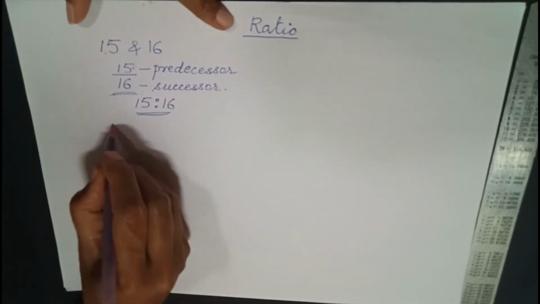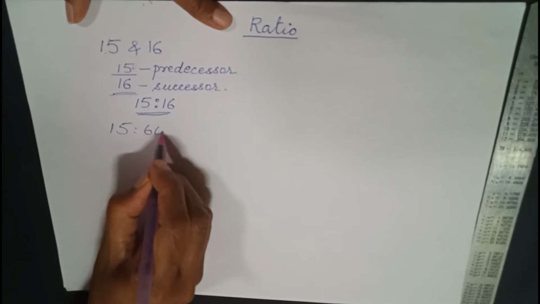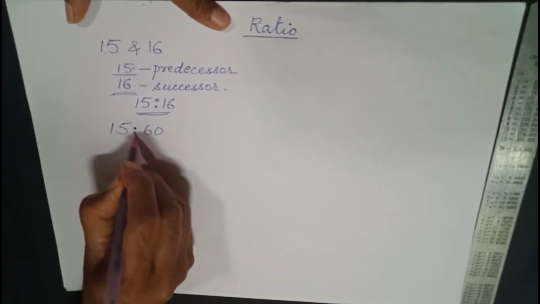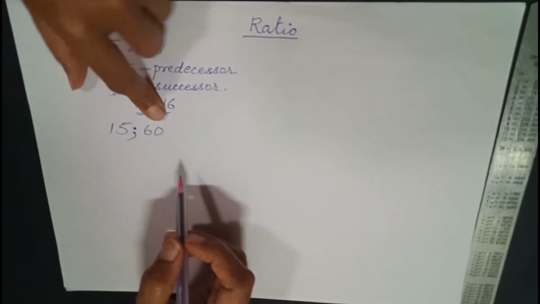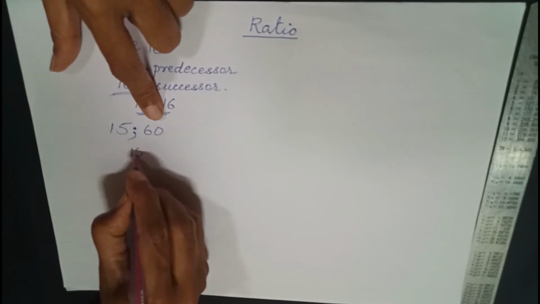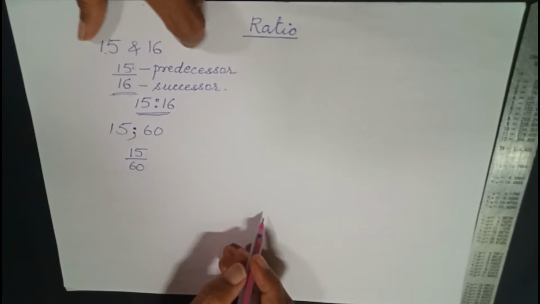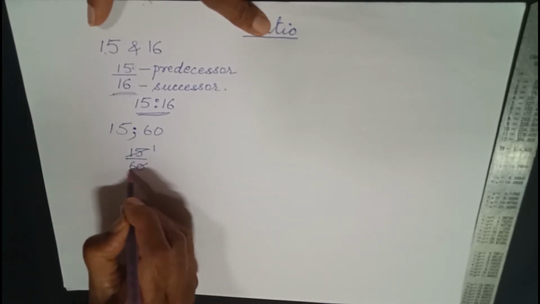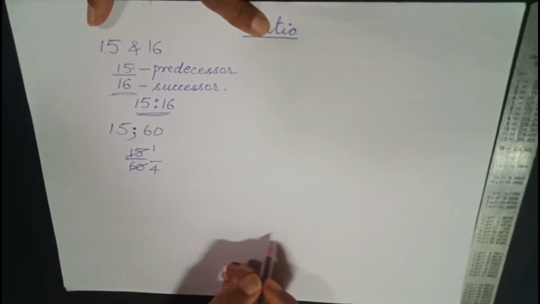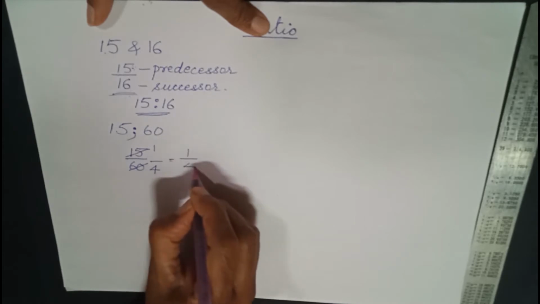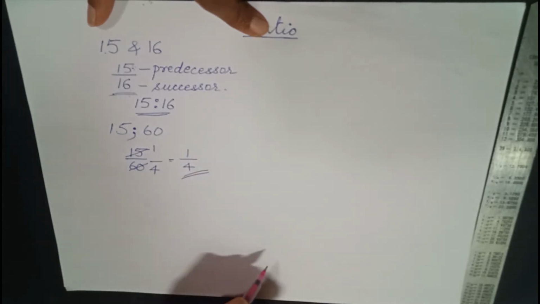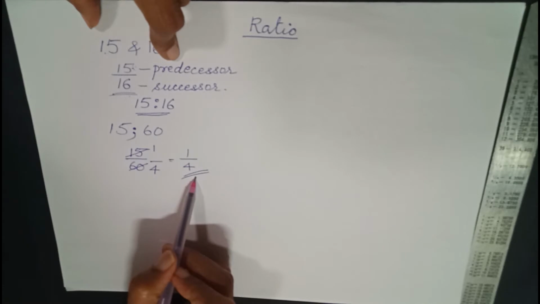Right? Let's take another example. Let us say 15 and 60. These are the two numbers and I have to find the ratio of the first number to the second number. So 15 is my predecessor, 60 is the successor. 15 upon 60. Now everyone knows that 60 comes in the table of 15. So 1 upon 4. This becomes my ratio in the reduced form. Right? This is called the reduced form.